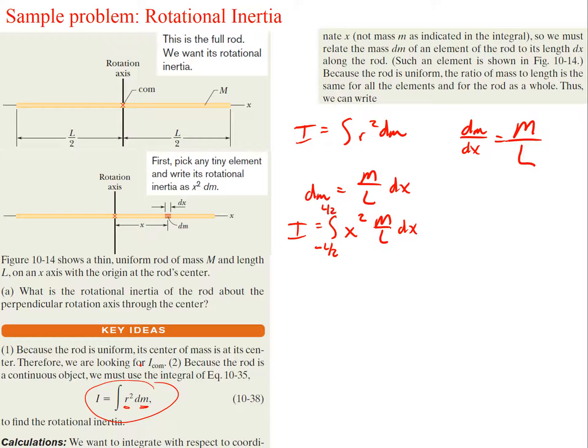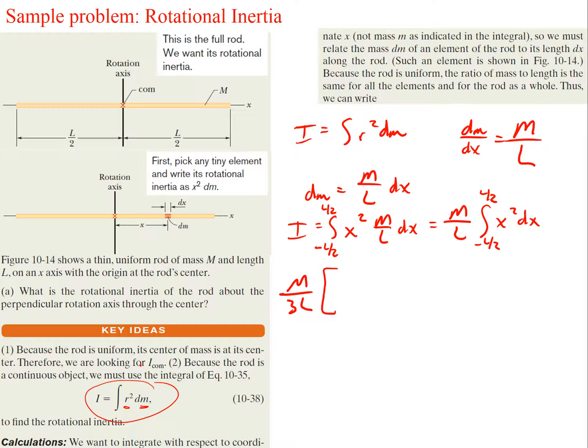All right, so let's write this a little more simply so that we can do our integration. This is a constant. It doesn't change, so I can pull that out of the integral. So this is going to be m over L times the integral from negative L over 2 to L over 2 of x squared dx. All right, well now it's in a form that looks pretty simple, right? We're just taking the integral of x squared. So the integral of x squared, of course, is x cubed divided by 3. All right, so that gets us m over 3L. I'm pulling that 1/3 out to simplify things.